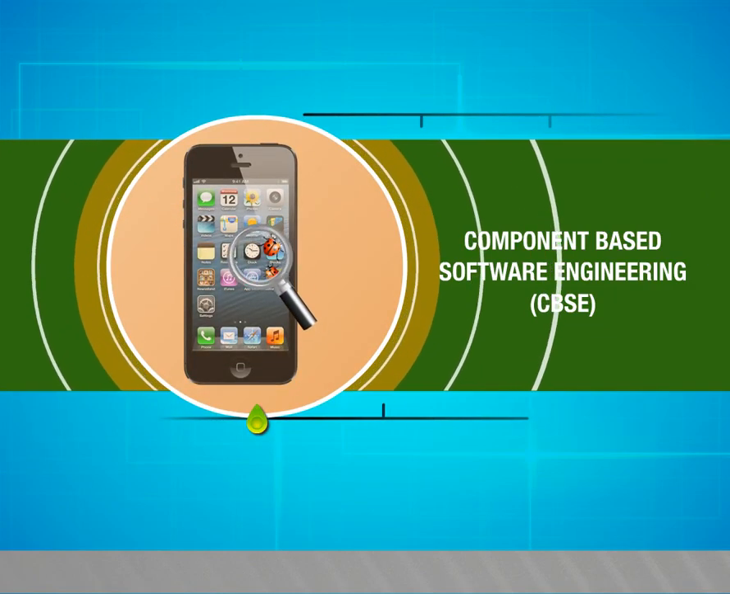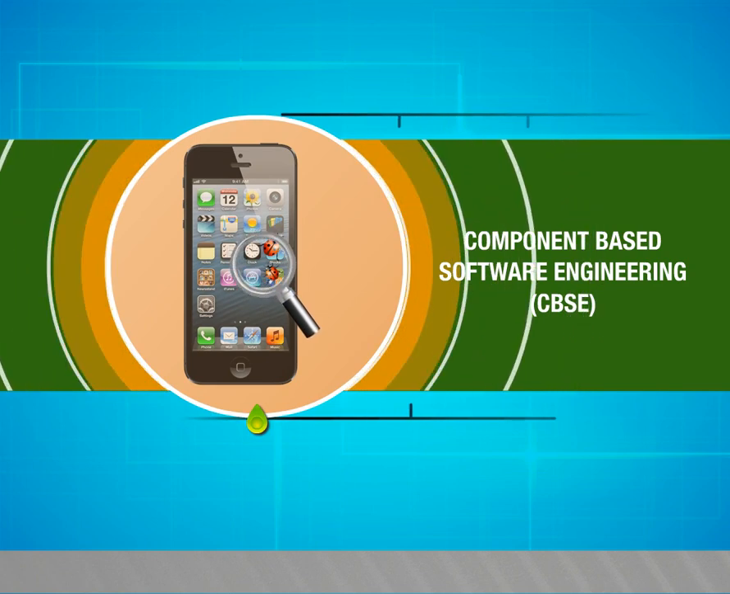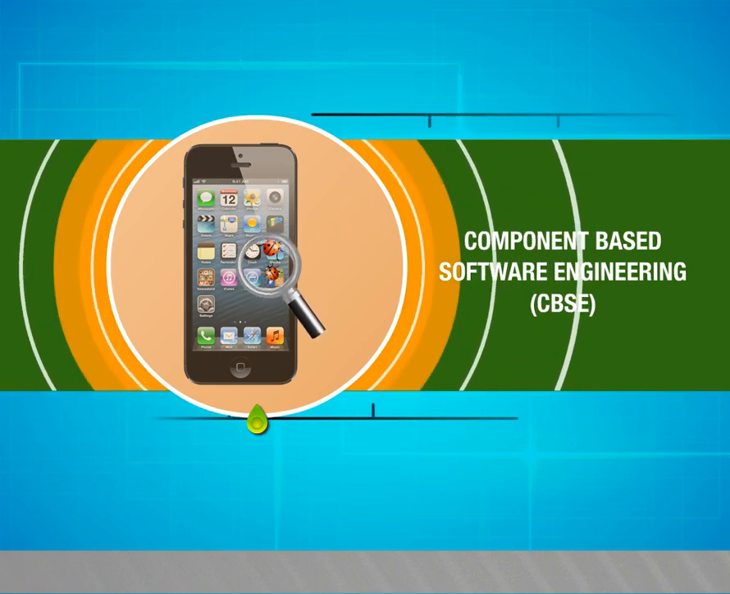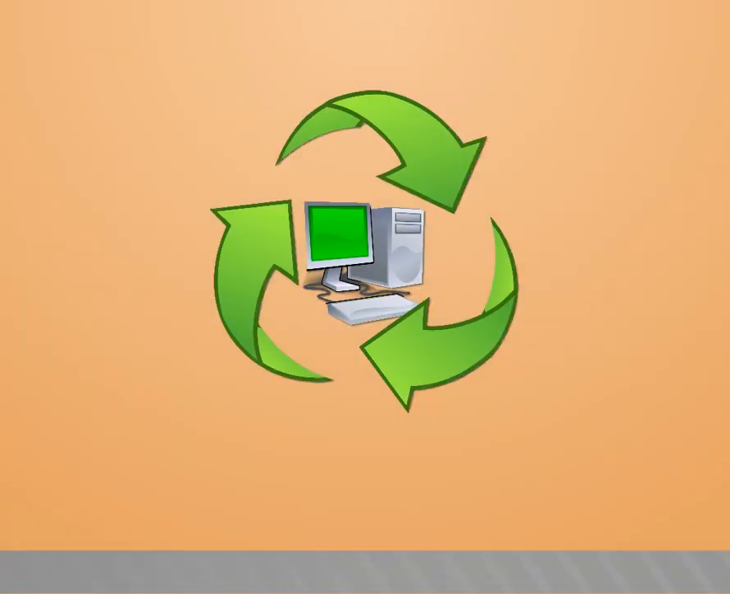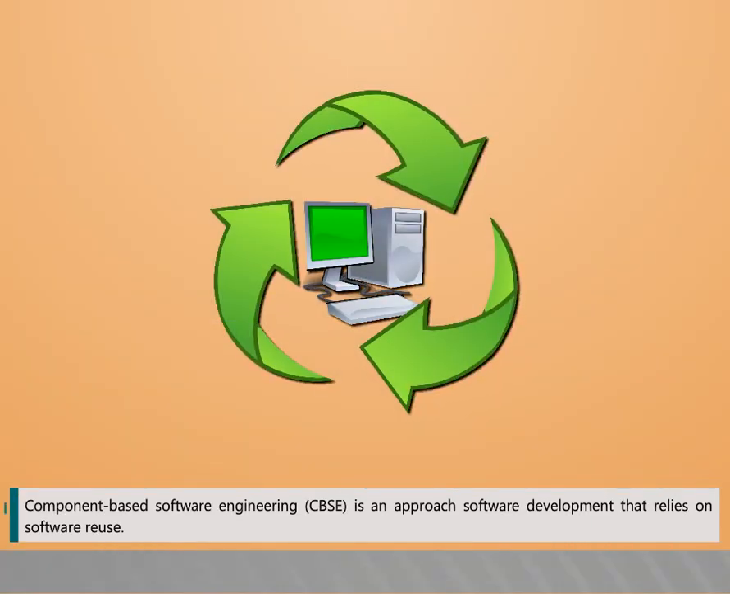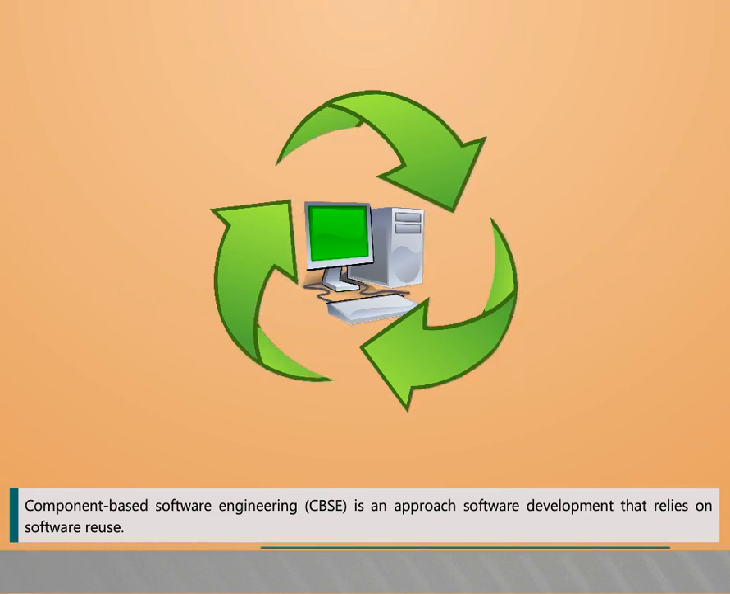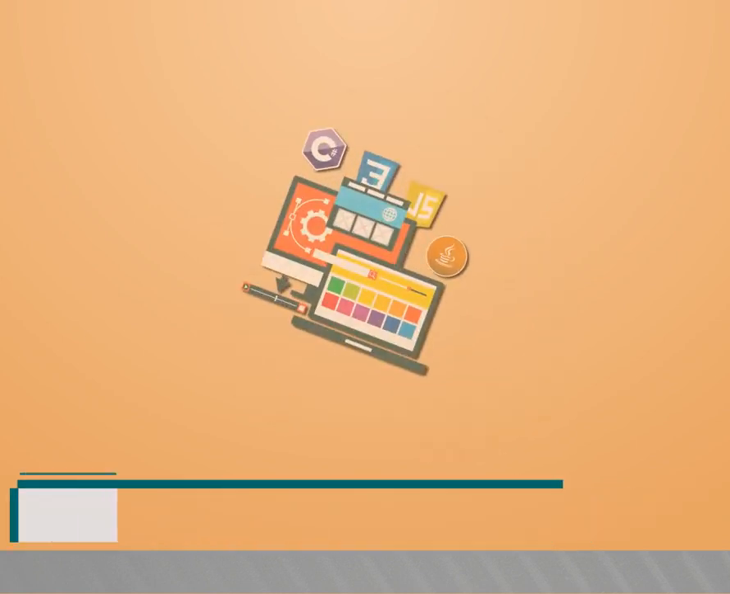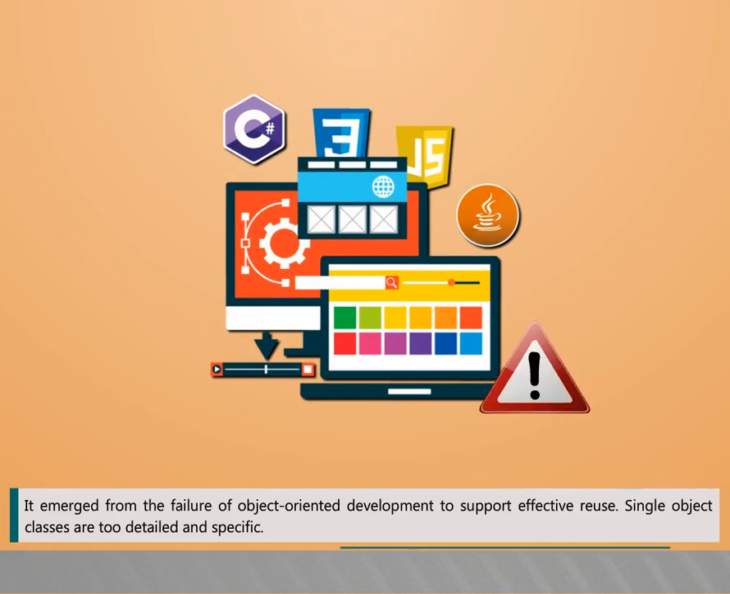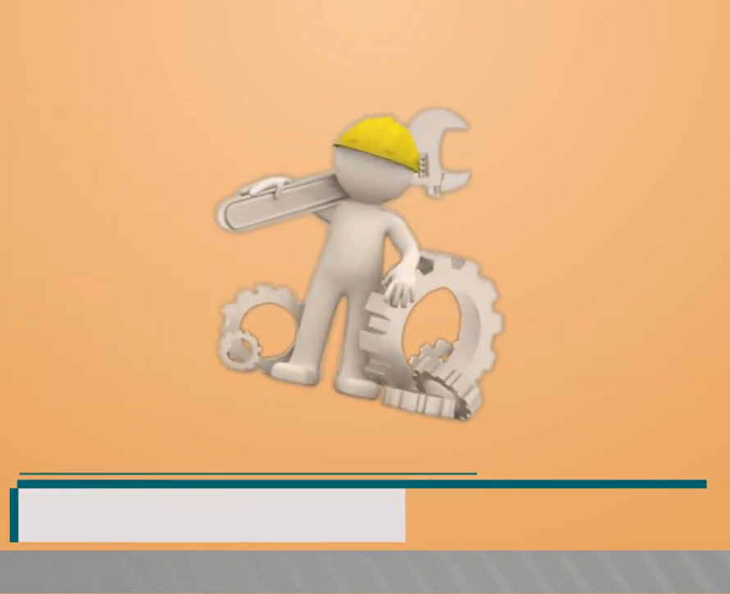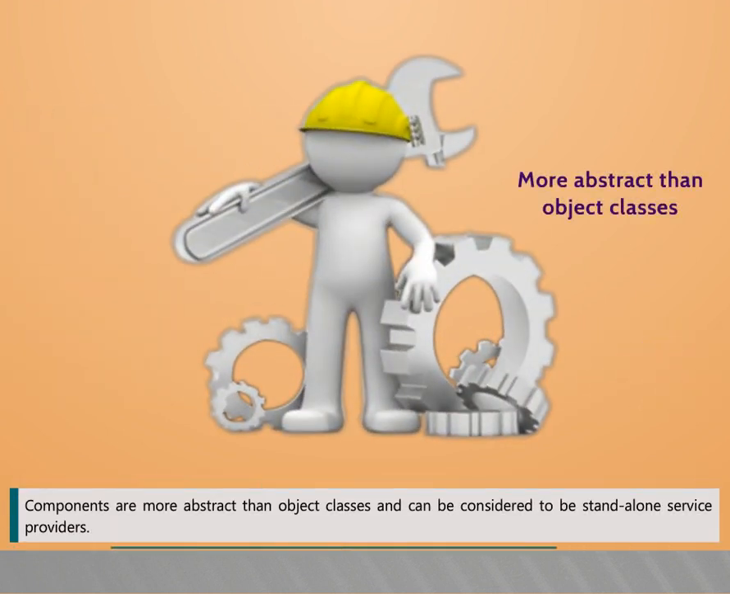Component-based software engineering, CBSE. In this video, we are going to see about component-based software engineering, CBSE. Component-based software engineering is an approach to software development that relies on software reuse. It emerged from the failure of object-oriented development to support effective reuse. Single object classes are too detailed and specific. Components are more abstract than object classes and can be considered to be standalone service providers.